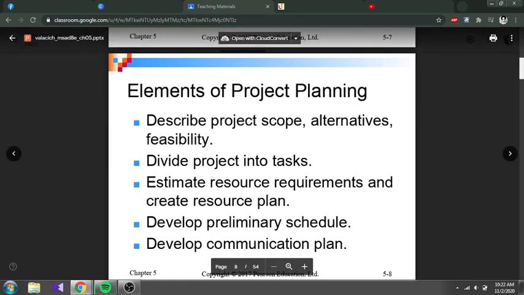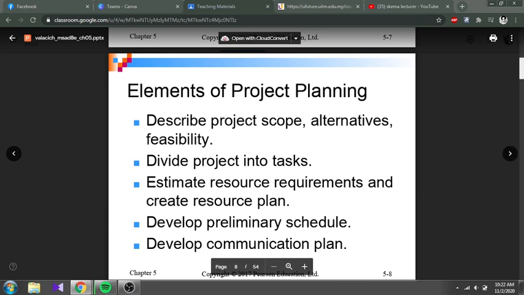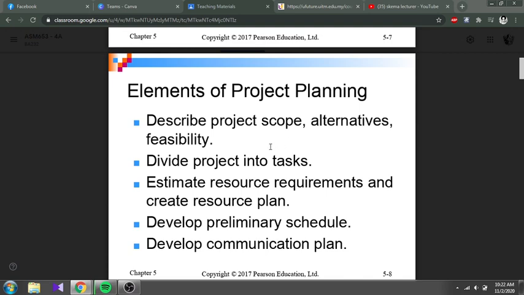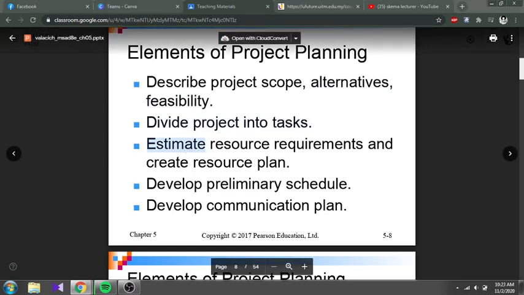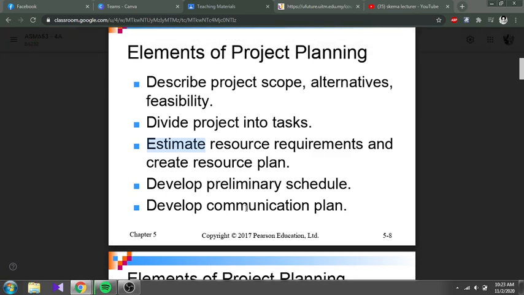Okay, when we have the deliverable and outcome. The baseline project plan (BPP) contains all information collected and analyzed during the project initiation. So on that BPP, we should have the project scope, alternatives, and feasibility. It divides the project into tasks, estimates resource requirements and creates the resource plan, and develops a preliminary schedule. It also develops a communication plan.